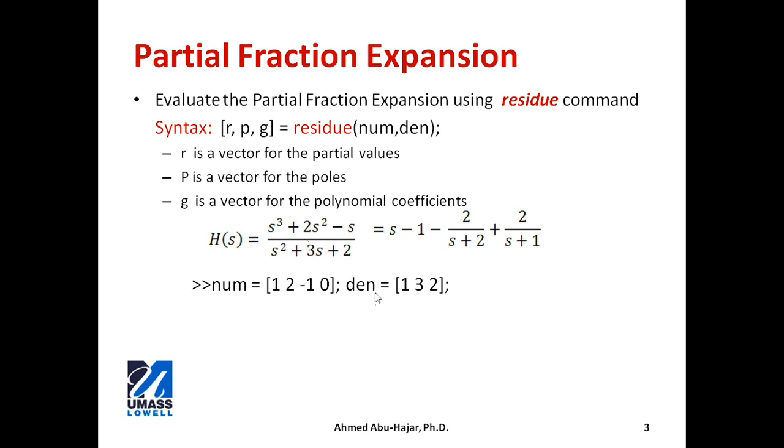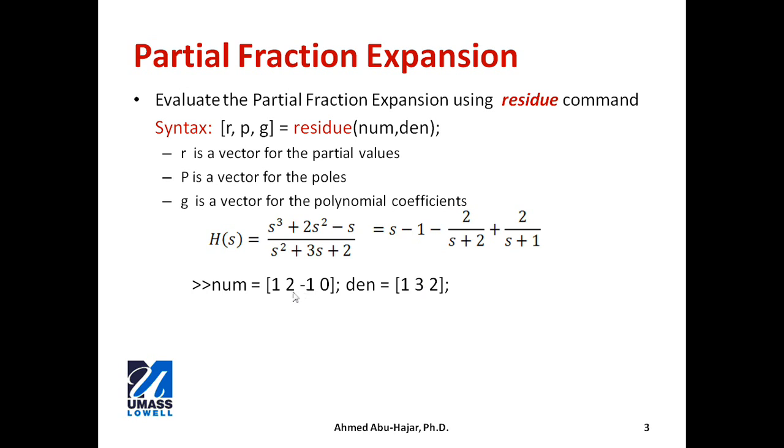In the case of the denominator, I call the vector den, which stands for denominator, and it has three values here. The first coefficient is for s squared, the second coefficient is for s, and the third coefficient is the zeroth order coefficient, which is 2.